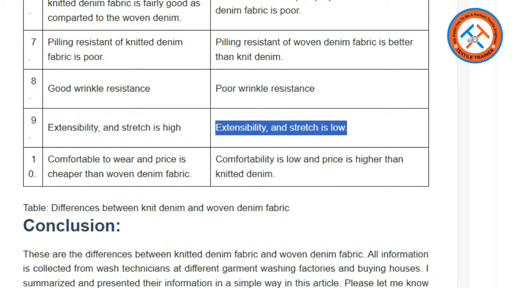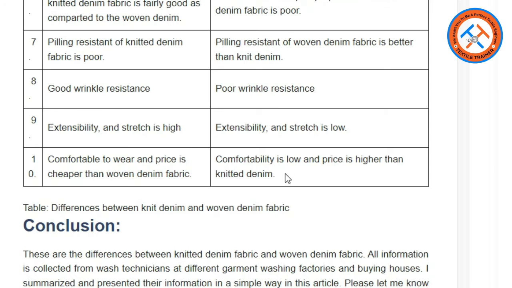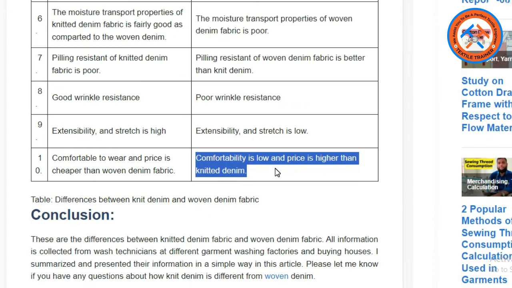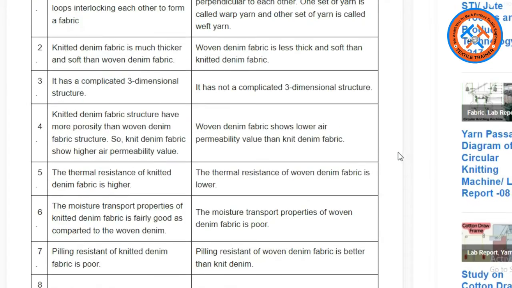Number 10. Knit denim fabric is comfortable to wear and the price is cheaper than woven denim fabric. But in case of woven denim fabric, we see that it's less comfortable and the price is higher than knit denim fabric. Dear viewers, these are the 10 differences between knit denim fabric and woven denim fabric.